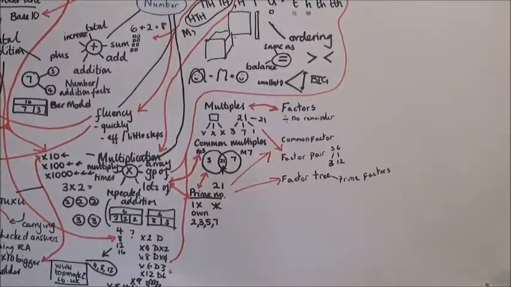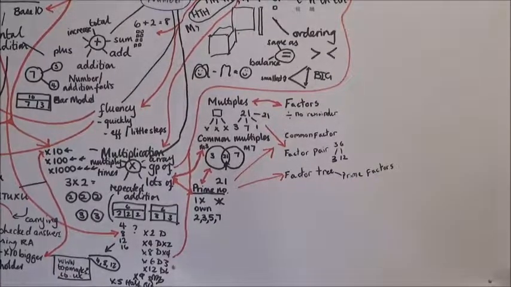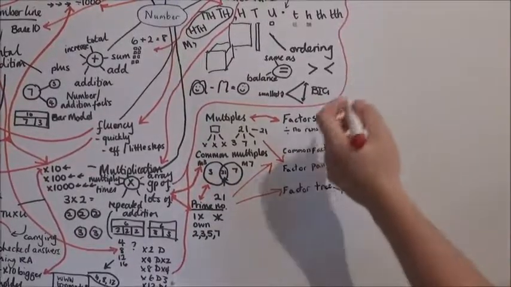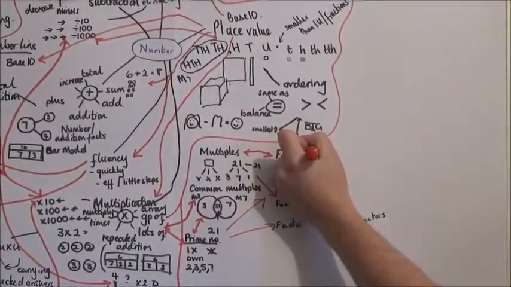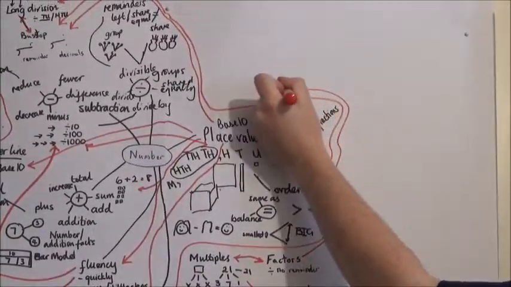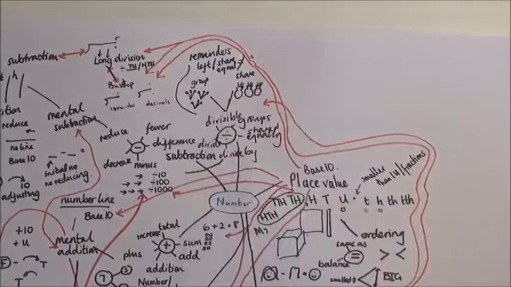Now there's going to be loads, way too many arrows, so I think that is enough arrows from our factors, prime numbers and prime factors. One last link that we need to do, factors link to division. So I'm going to go all the way up here and then cross over into our division.